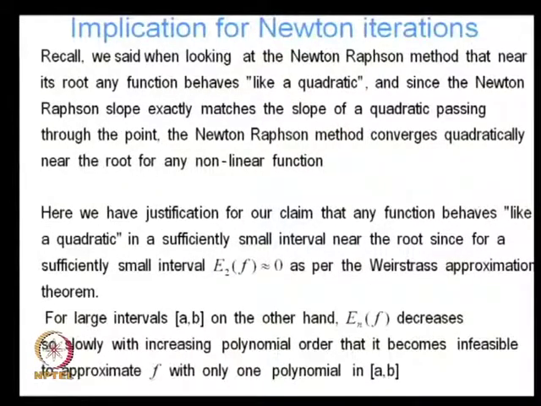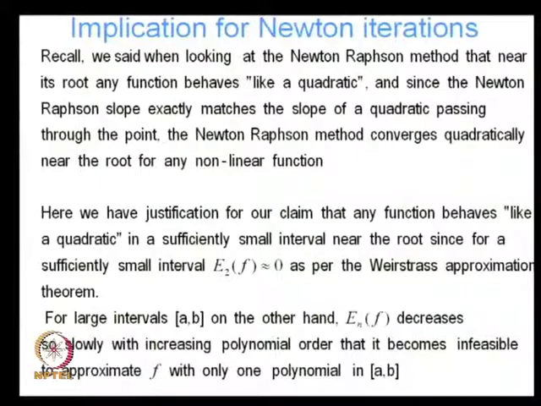And I want to draw a connection between this result and what we have seen earlier for the Newton-Raphson method. What did we see? When we looked at the Newton-Raphson method, we asked why it works. I said it works because near its root, any nonlinear function behaves like a quadratic, and since the Newton-Raphson slope exactly matches the slope of a quadratic passing through that point, the Newton-Raphson method converges quadratically near the root of any nonlinear function.